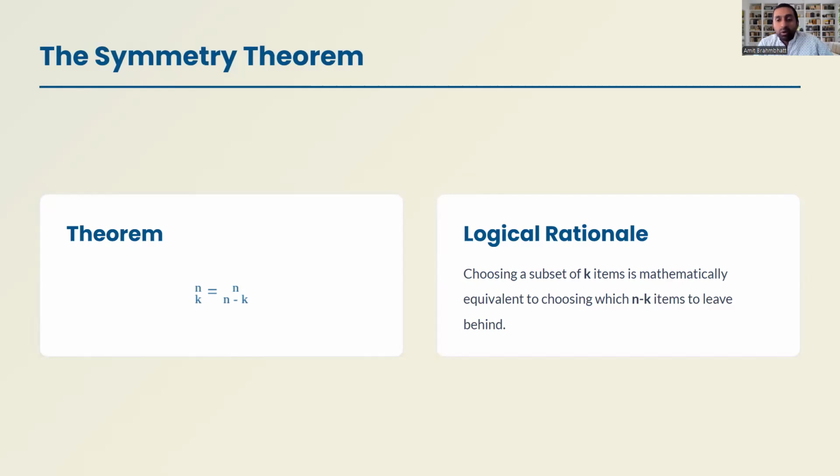Suppose you have a pool of n students and you want to select a committee of k students to work on a project. Alternatively, you could also accomplish this exact same task by choosing which n minus k students to exclude from the committee. Every choice of a committee uniquely defines a choice of non-committee members. Thus, the two counting processes must yield the exact same results.